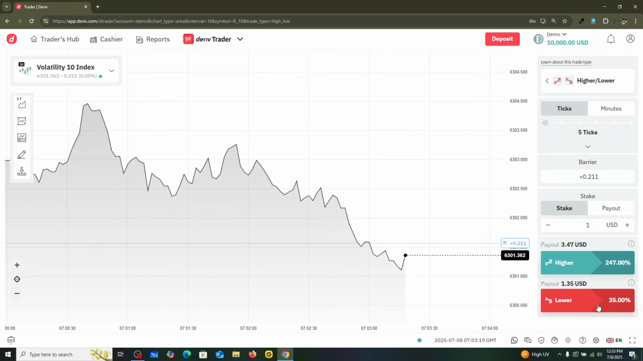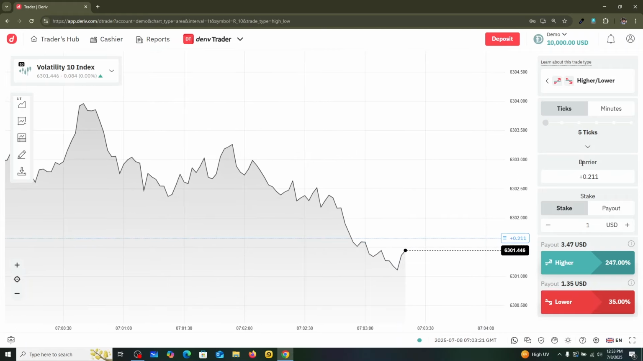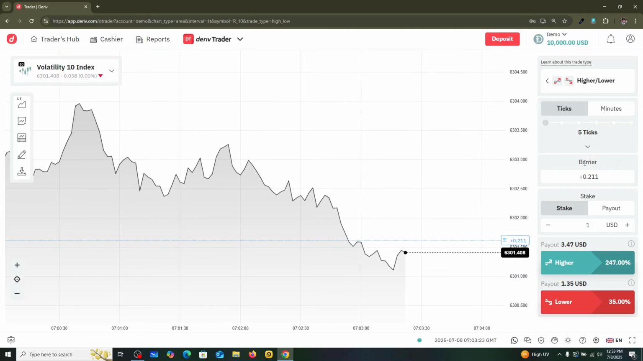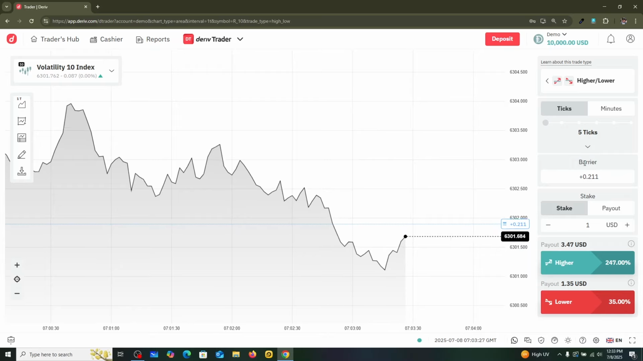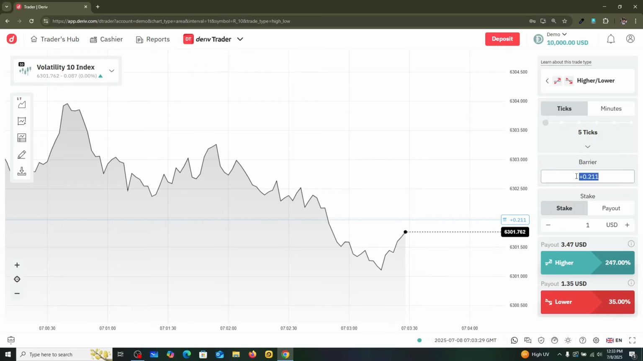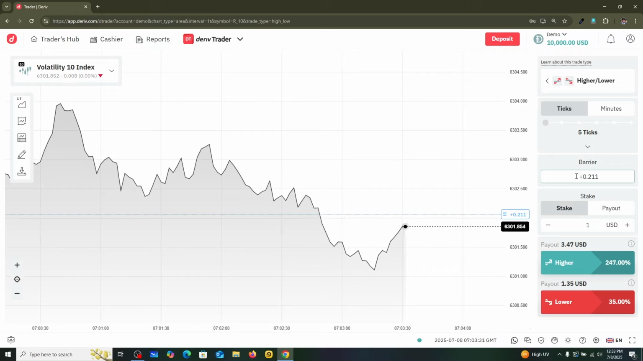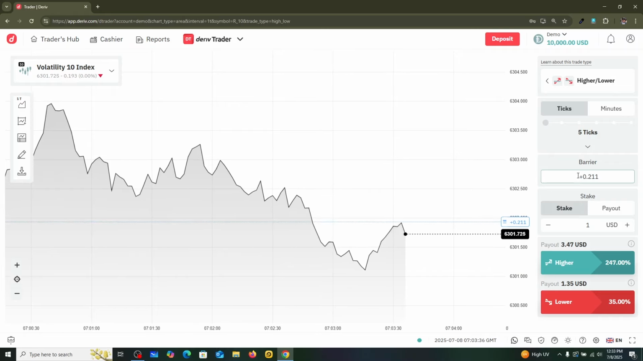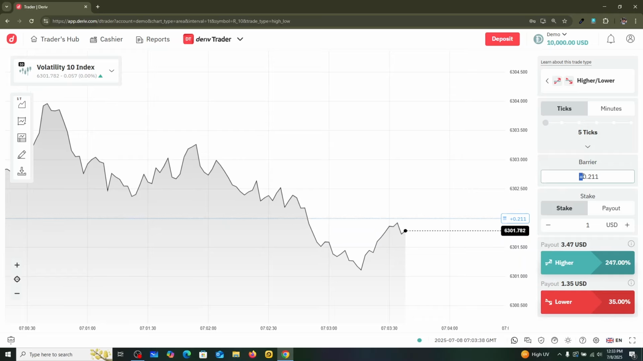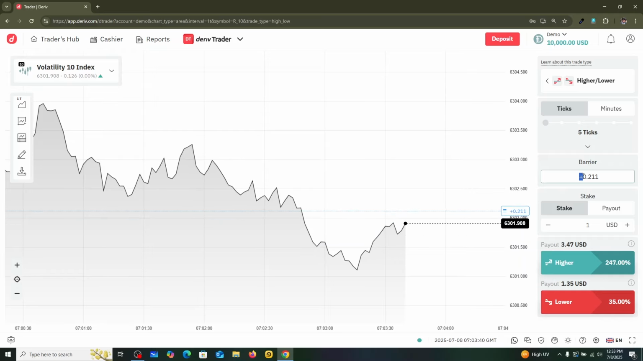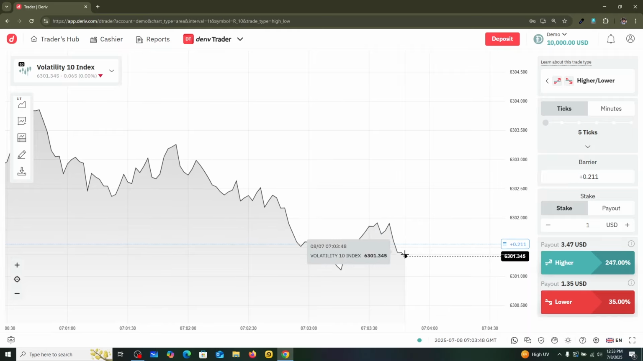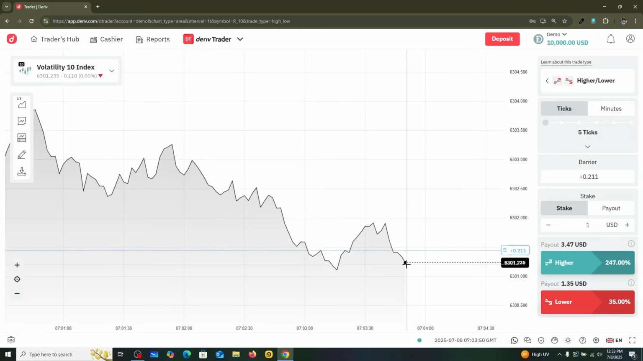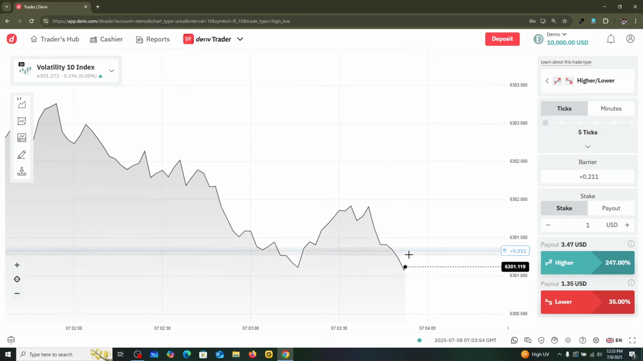I'm just clicking this here. There is something called a barrier. I'll explain what this barrier is. As you can see, it has this number, plus 0.211, which means there is a plus sign in front of it. You have to keep in mind that plus means the barrier is above the market. Here you can see the barrier.